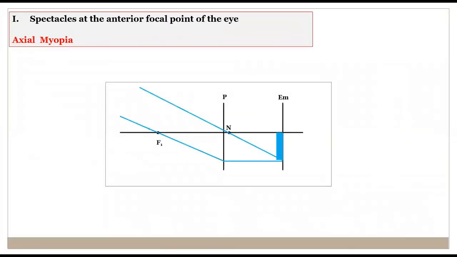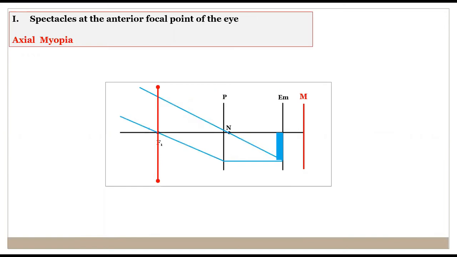So this is a schematic representation of retinal image construction in ametropic eye. The first possibility that we have is axial myopia. In order to draw a case of axial myopia, we should draw the retinal plane further behind the emmetropic retinal plane, as you see here. The spectacle lens here is located at the anterior focal point of the eye.